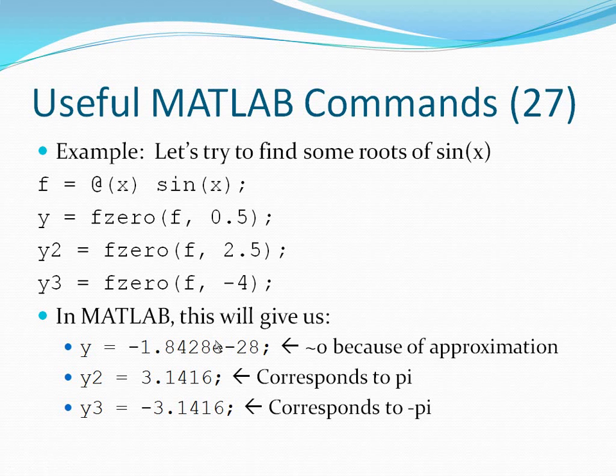Then I'm going to run it one more time with an initial guess of 2.5, and this gives you 3.1416, which is basically pi. Because sine is in radians, if you start at 2.5, this is very close to pi, so it just moves to pi. And if I were to specify minus 4, it's going to be minus pi. So the root that they give you is always heavily based on that initial guess.